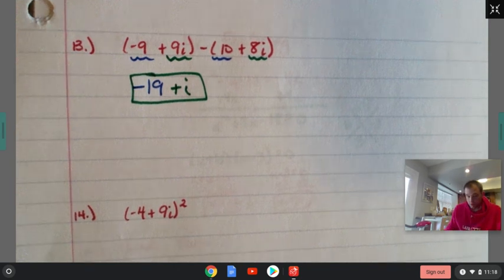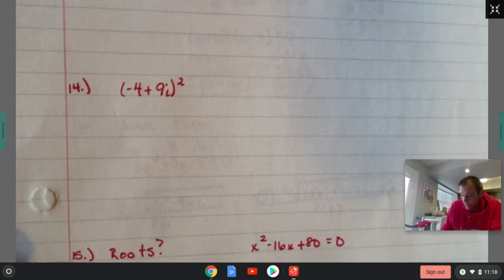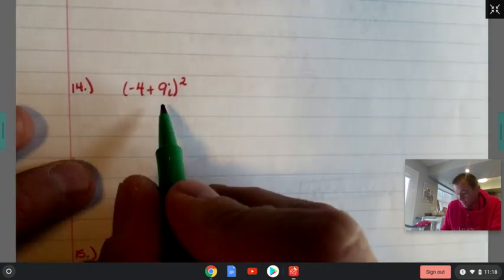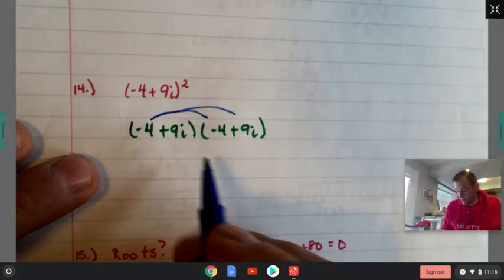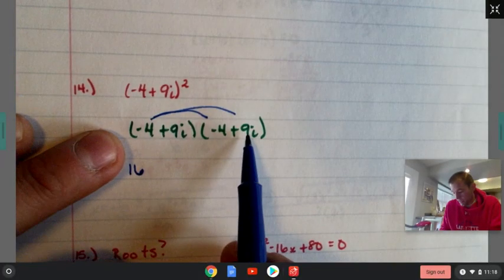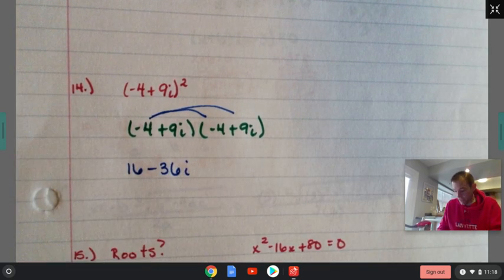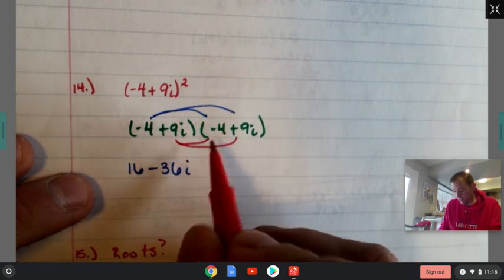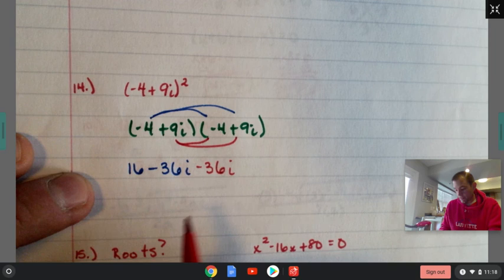Capiche? All right, number 14 says negative 4 plus 9i squared. Remember, when something is written with a square, that means we can write it twice. And then we do what you've always done. We just distribute. Negative 4 times both. So negative 4 times negative 4 is 16. Negative 4 times 9i is minus 36i. And then we do it again. So 9i times negative 4 is minus another 36i. 9i times 9i is 81i squared.